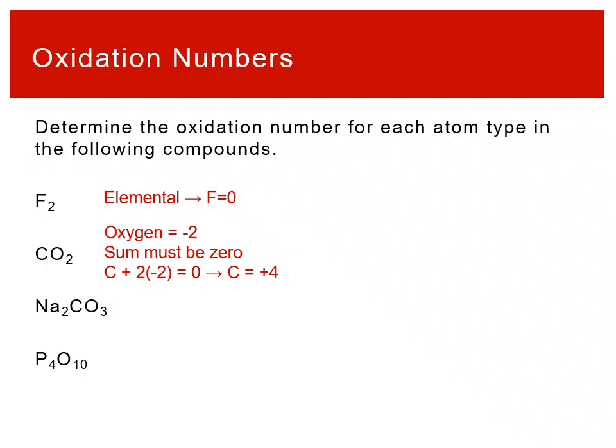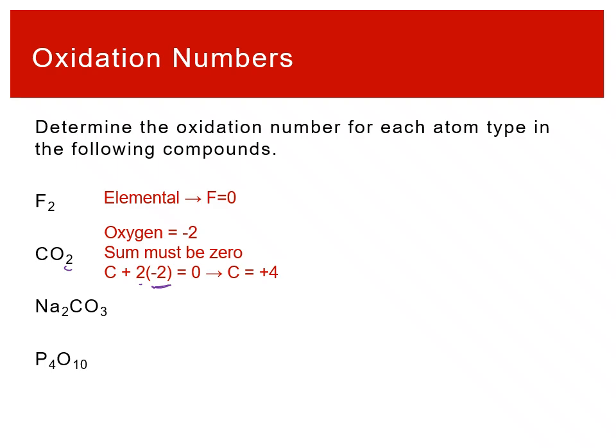So if I think about that mathematically, basically what I'm saying is the carbon charge plus 2 times -2, that oxygen charge, must be 0. So basically each oxygen atom is -2, and then I have 2 of those oxygen atoms. So then that'd be -4. Overall, my carbon must have a charge of +4. So the oxidation number of oxygen is -2 and carbon is +4.